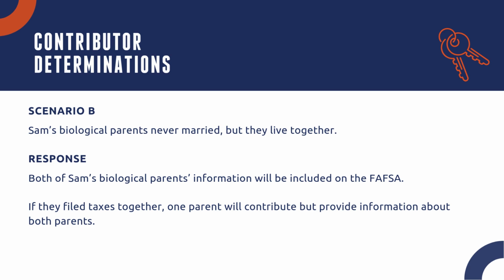Because they live together, it doesn't matter whether or not they are married. All that matters is that they are in the same household, which means that they will both provide information on the FAFSA. If they file taxes together, only one parent actually needs to create an account, but that parent will be reporting information for both parents.